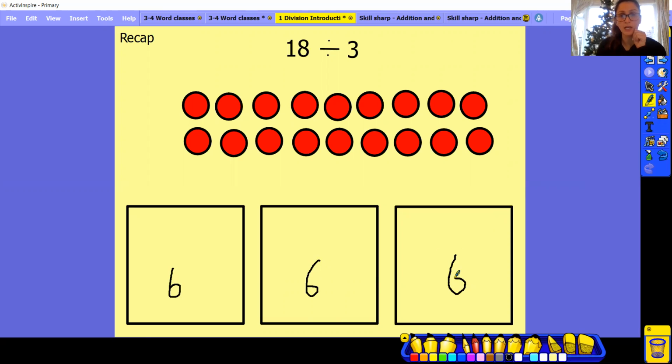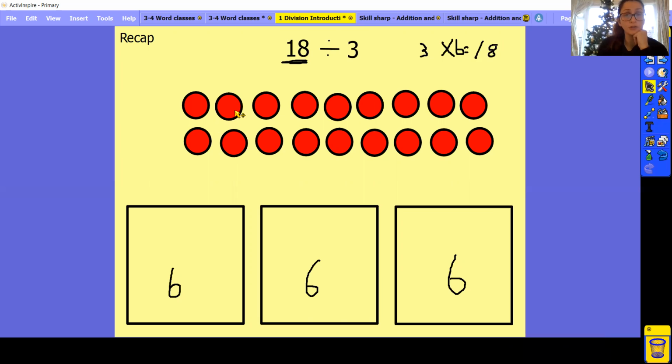And we can double check that by doing the inverse. Inverse. Can you say inverse? Well done. So the inverse of division is to multiply. We can do 3 times 6, and we do our 3 times table. So 3, 6, 9, 12, 15, 18, which is also what our whole was at the start.